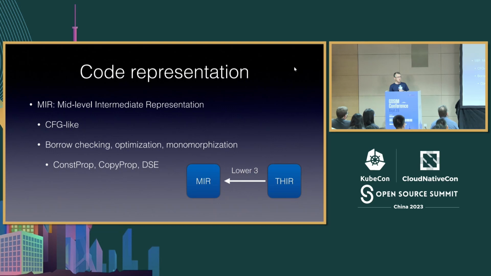The compiler does some optimizations on MIR. These are some of the classical data flow optimizations, things like constant propagation, copy propagation, and dead store elimination. There's also a certain amount of inlining that gets done at this point. And then the final important thing about MIR is that this is the point at which monomorphization happens. If you have a generic function and it's instantiated for several different types, this is where that function will get instantiated in that way, duplicated.